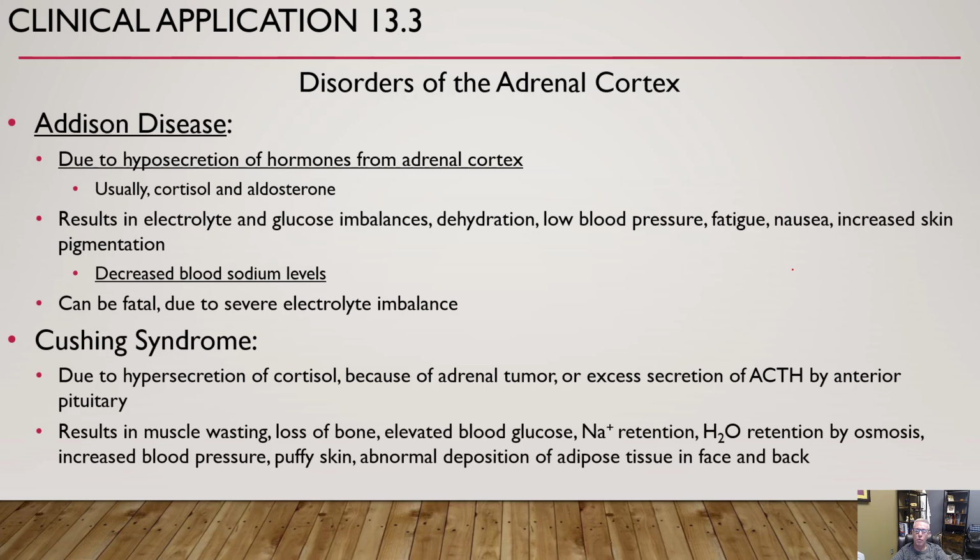But one characteristic of Cushing syndrome is that you're going to have this abnormal deposit of adipose tissue at the upper part of your back and your neck. It's usually called a hump. But you can see some increased adipose tissue in your face as well.